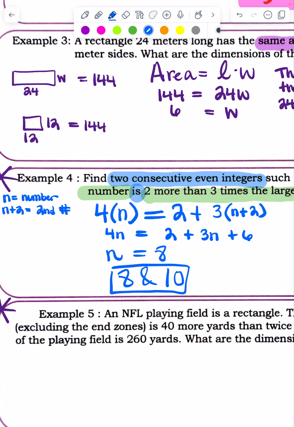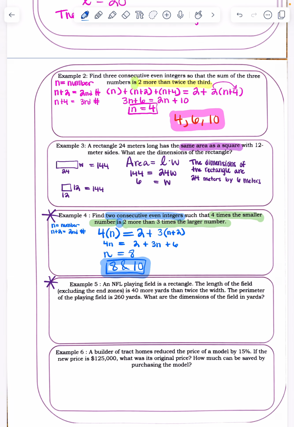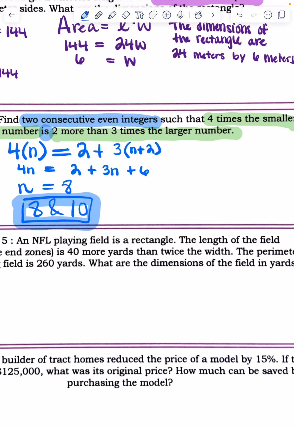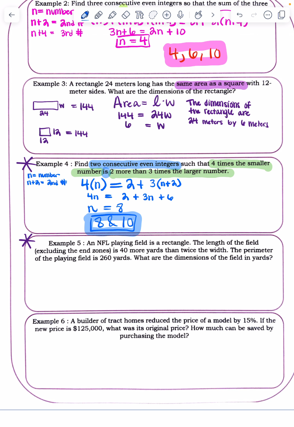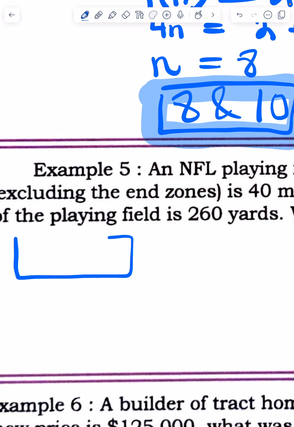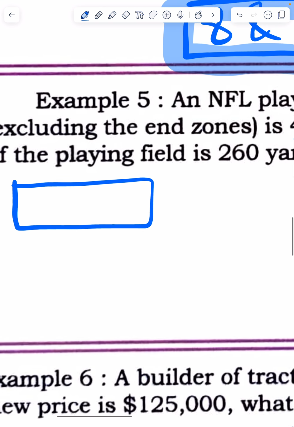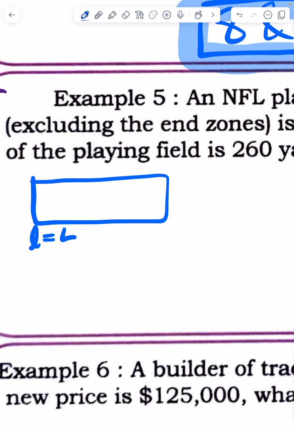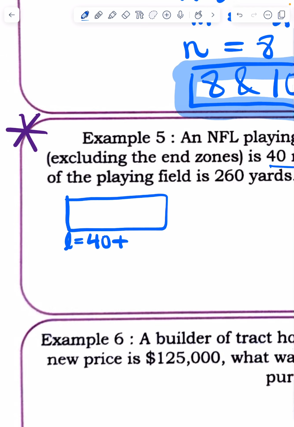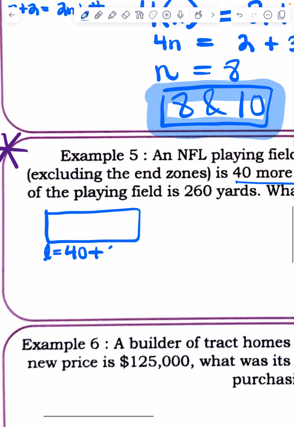We can highlight it a little bit too. Cool, awesome, great. Okay, since you paused, you probably have example 5 too. An NFL playing field is a rectangle. The length of the field, excluding the end zones, is 40 more yards than twice the width. So this time we have a rectangle, and we have been told that the length is 40 more than twice the width. So the length equals 40 more, and then what was it? It was twice the width, 2w. And then obviously w, we don't know.